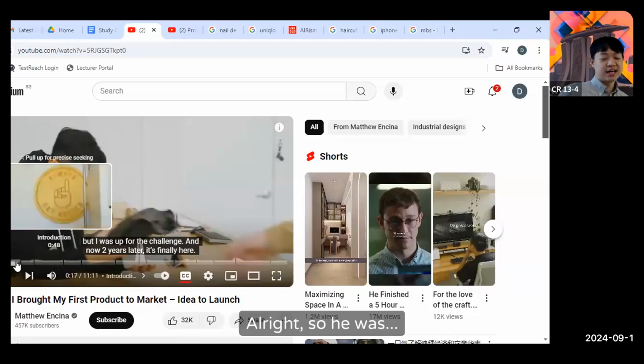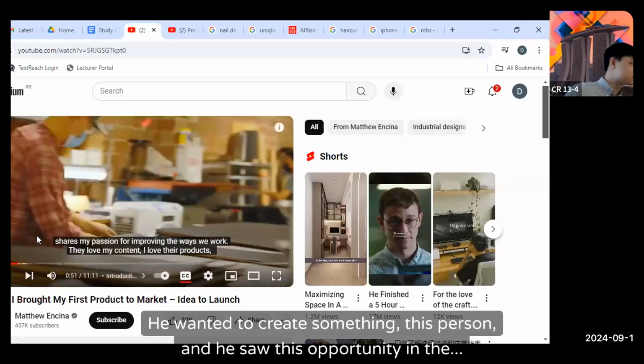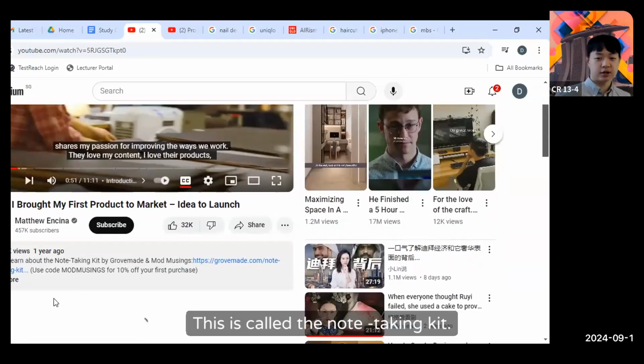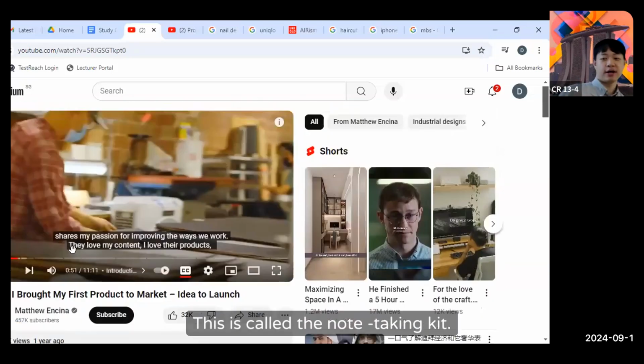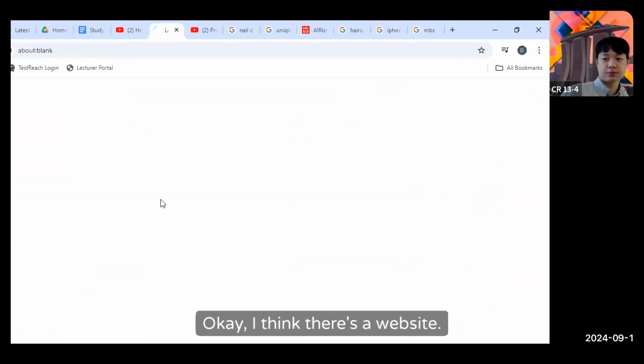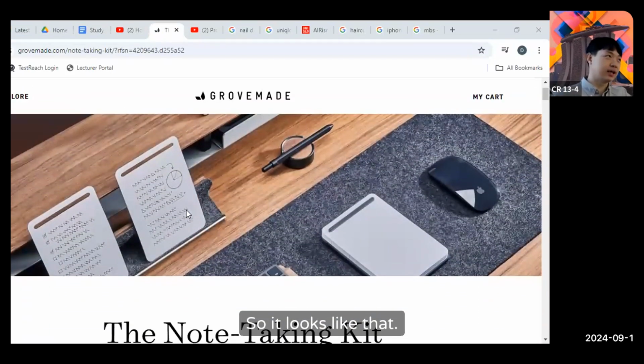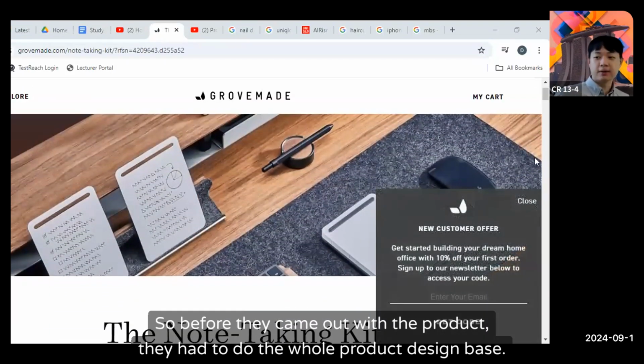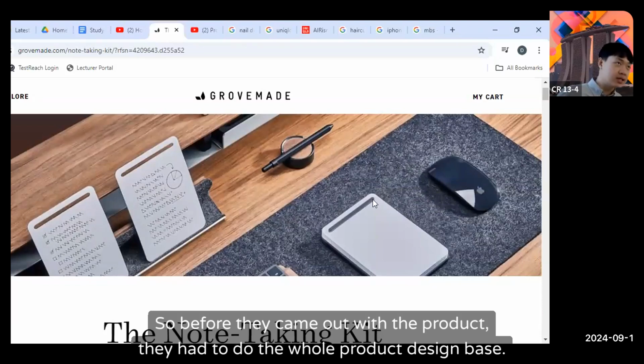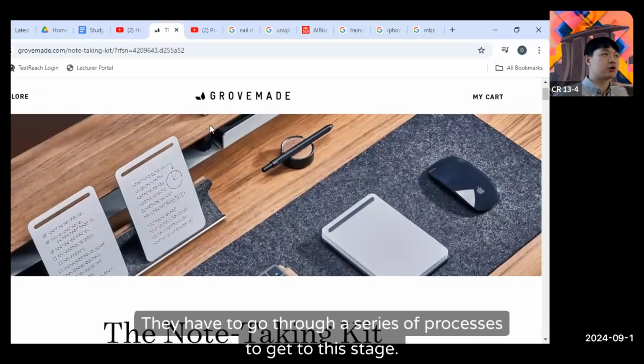All right. So this person wanted to create something, and he saw this opportunity in this called the note-taking kit. All right, the note-taking kit. I think there's a website. So it looks like that. So before they came out with the product, they had to do the whole product design phase. They have to go through a series of processes to get to this stage.